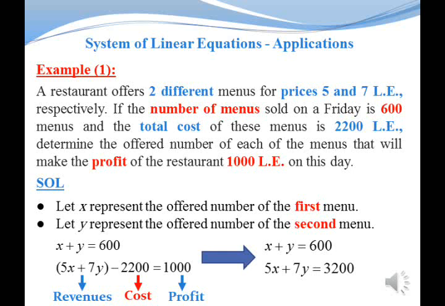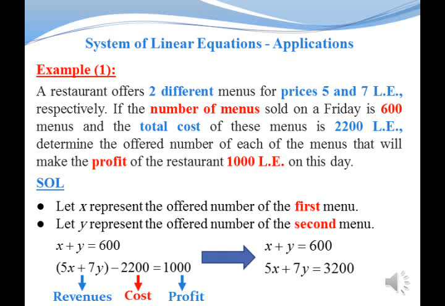And this leads us to the definition of x and y as x represents the offered number of the first menu and y represents the offered number of the second menu. Okay? And then after defining the variables, which is obtained from the question itself, the offered number of each of the menus, we go back to the question and try to write all the possible information that we have.